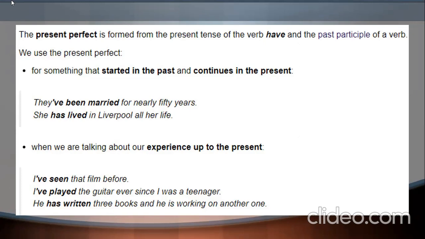in the university, something like that. First, the first example. I've seen that film before. I've played the guitar ever since I was a teenager, and he has written 3 books and he's working on another one. Here is the same structure as in the first two examples, but it's different because here is the experience. So what is the experience? In the first one, see a film, right? What is the experience in the second and in the third sentence?